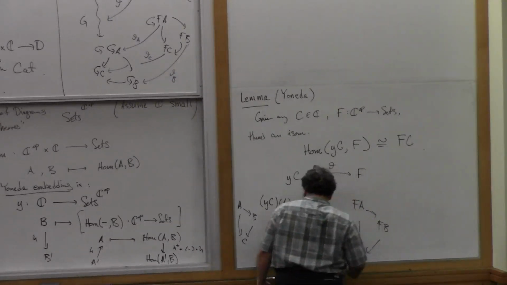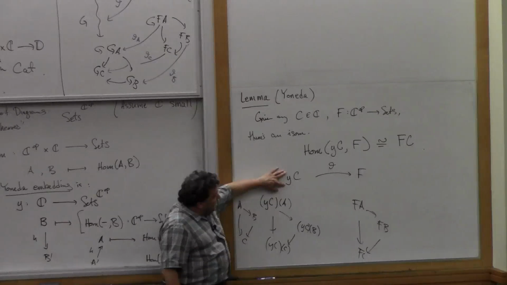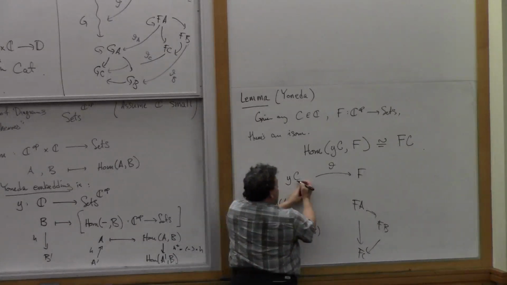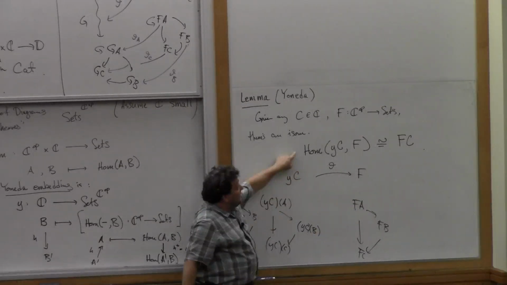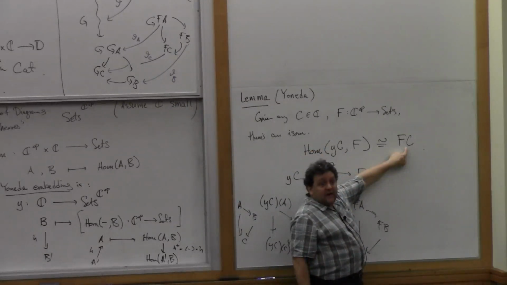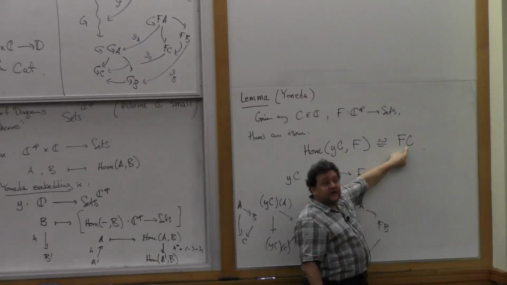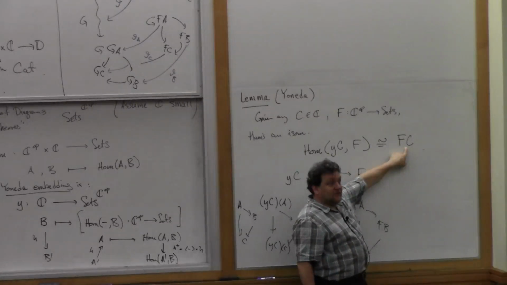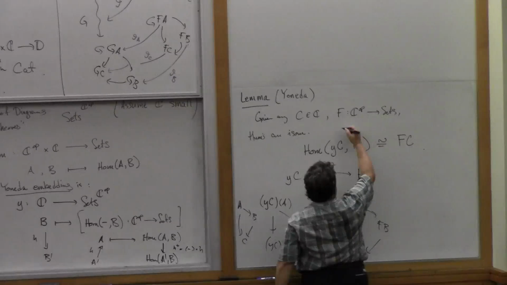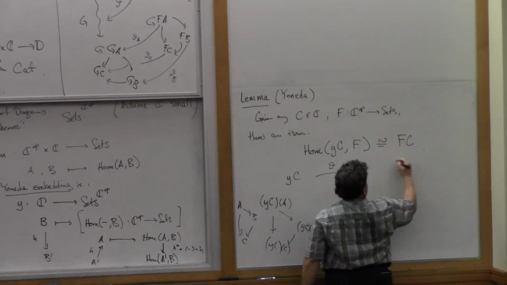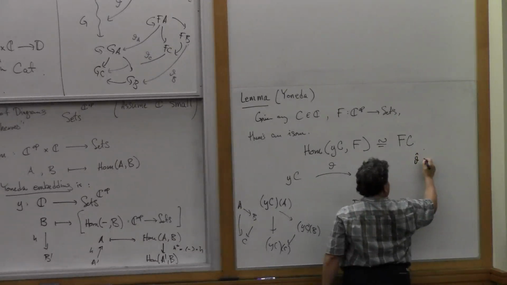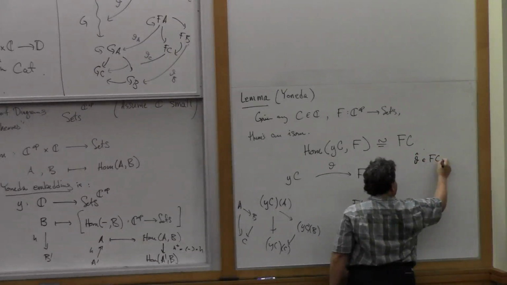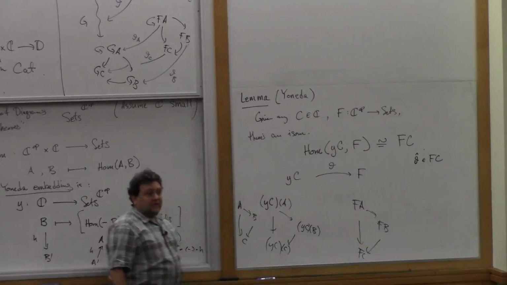Yeah? And now the Yoneda lemma tells me any natural transformation like this from yC to F is completely determined by one single element living in F of C. One single element over there. So I take my theta here, and it corresponds to something over here, some theta hat, which lives in F at C. What on earth could it be?